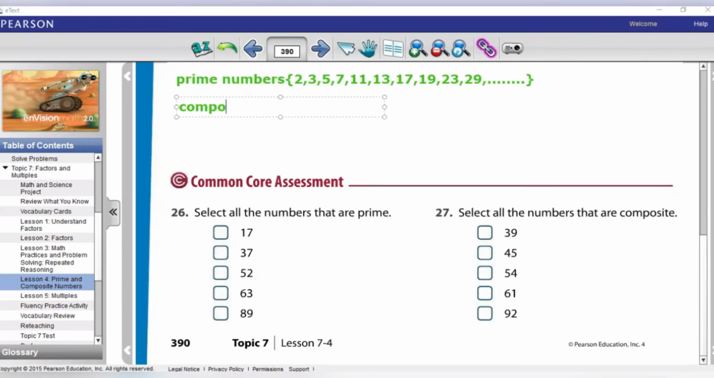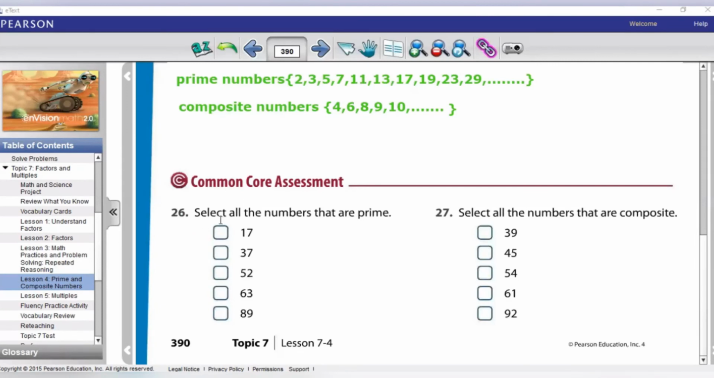Composite numbers start from 4, 6, and 8, and 9, and 10, and so on. From here, I can say that not all the prime numbers are odd numbers. We have 2, an even number. And from here, I can say that not all the composite numbers are even. We have here 9, an odd number.